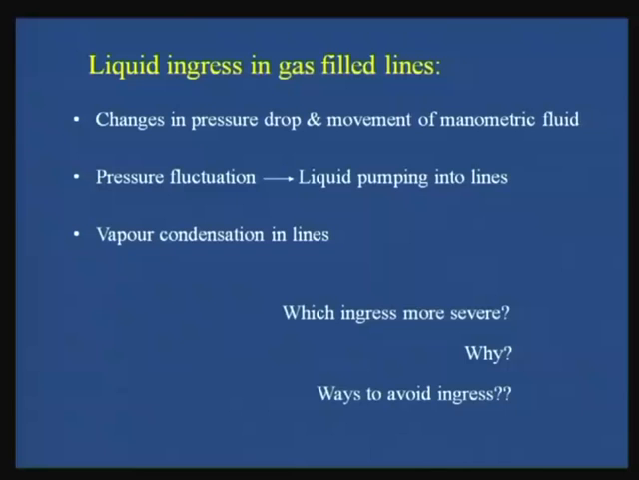So, suppose we do the reverse, we fill the lines with gases, in that case also liquid can enter the gas filled lines. The reasons will be the same: changes in pressure drop and movement of manometric liquid, pressure fluctuations due to which liquid is pumped inside the lines. And of course, if it is a low boiling vapor with a low condensing temperature, cryogenic fluids, there will be vapor condensing. So, either way, whether we fill it up with liquid or we fill it up with gas, the second fluid has every chance to enter.